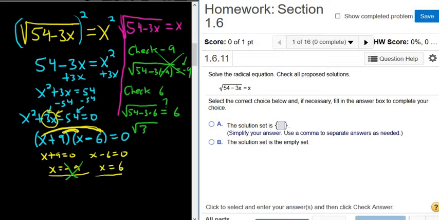This should be 36. Equals 6. The square root of 36 is equal to 6, so 6 equals 6. So it checks, so the answer is x equals 6. I hope that made sense.